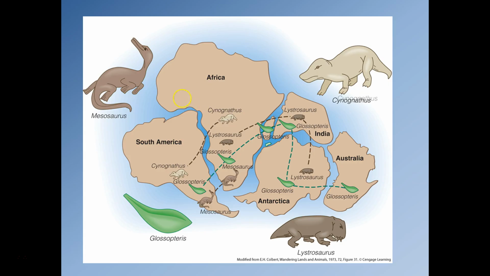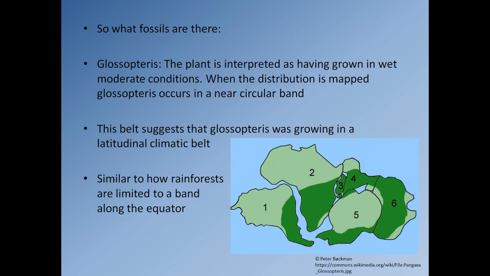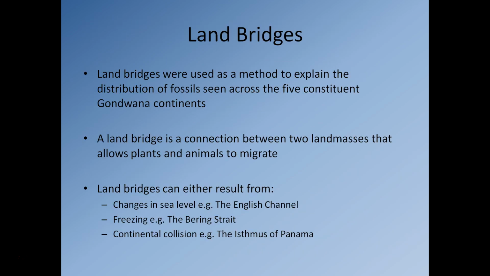Sorry. So once people began to realize that these fossils show these links, and that it was suggesting the continents joined together, people who didn't believe that idea had to come up with an explanation for it. And the explanation they came up with to explain this distribution of fossils was land bridges. Land bridges were used as a method to explain the fossil distribution seen across the 5 constituent Gondwana continents.